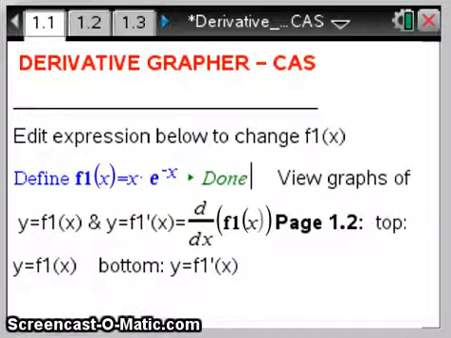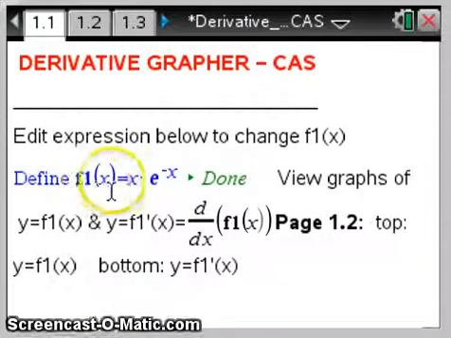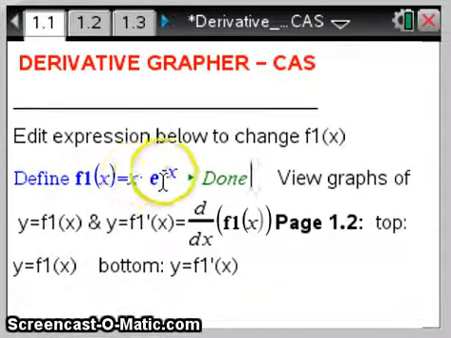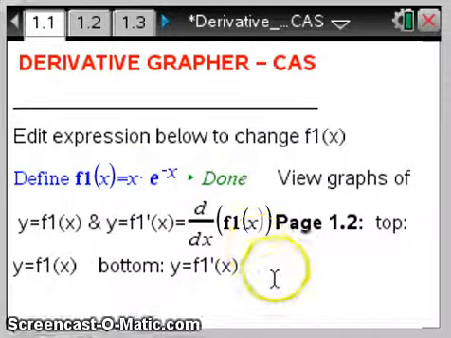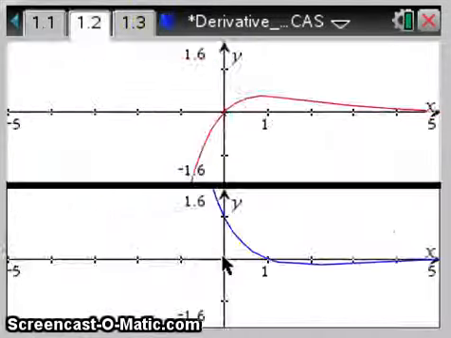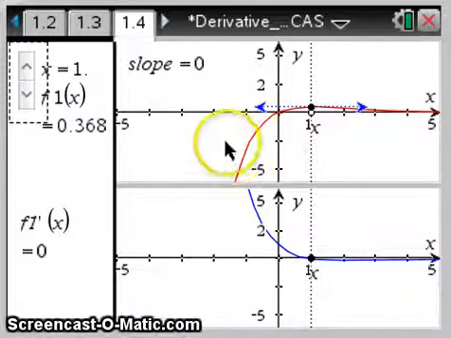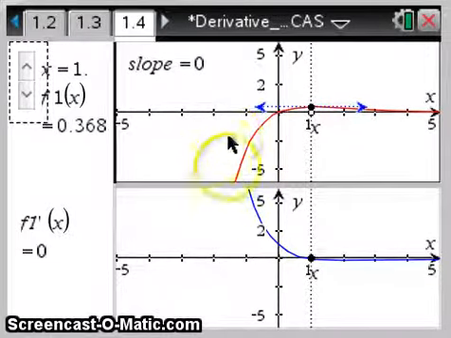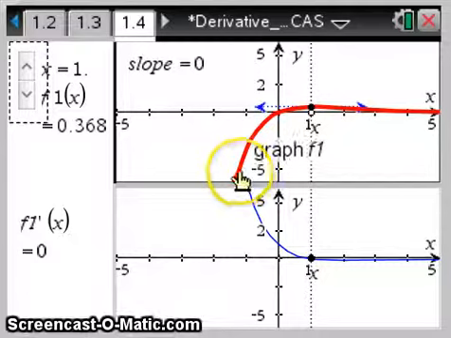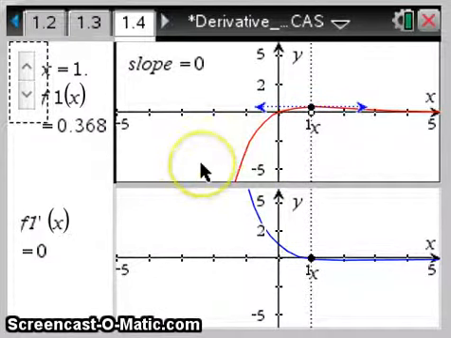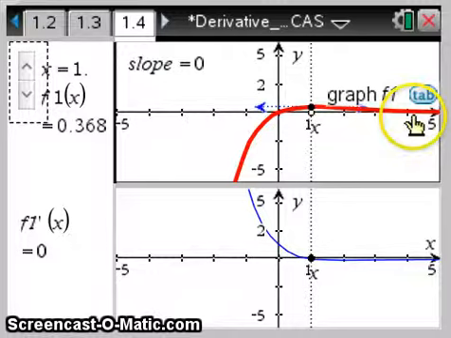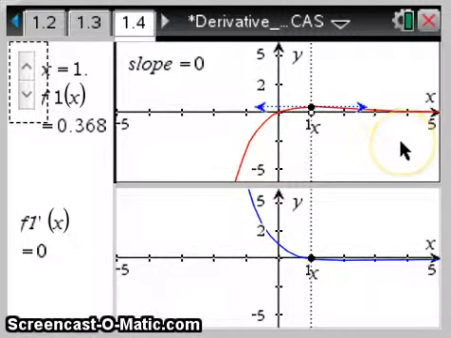In this third video on graphing the derivative function, the function f1 of x has been chosen to be x times e to the minus x. So we'll just go to page 1.4, and here it is. The graph heads off towards minus infinity as x tends towards minus infinity, and it's asymptotic to the x-axis for x heading towards positive infinity.